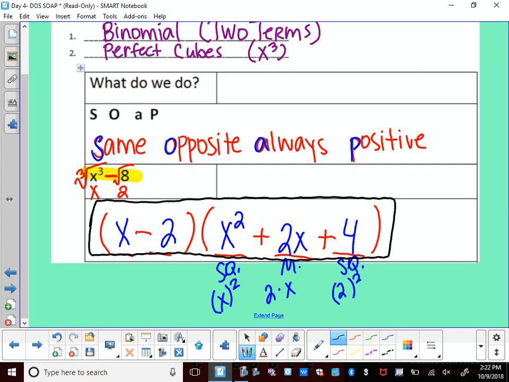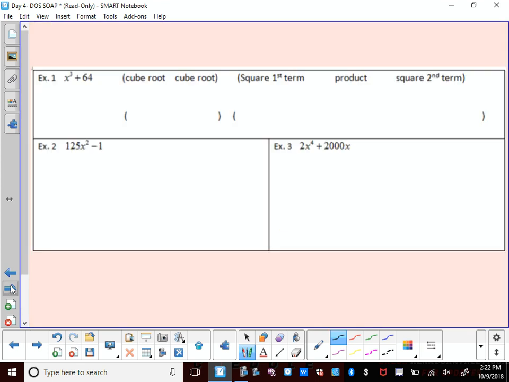Okay, let's try another example. Example 1, x cubed plus 64. Remember, I don't care about pluses and minuses. I don't do my sign until the very end. So I have one small parenthesis and I have one bigger one.